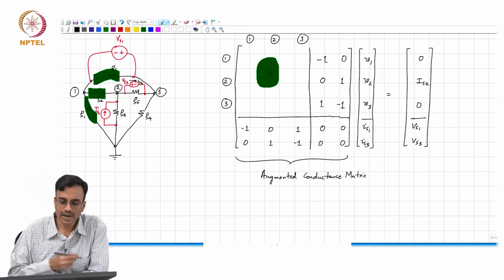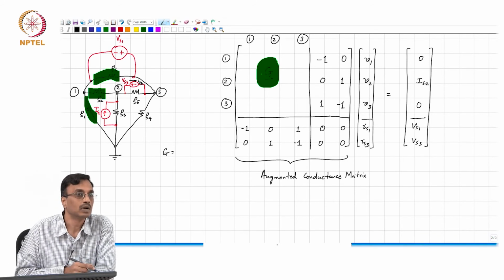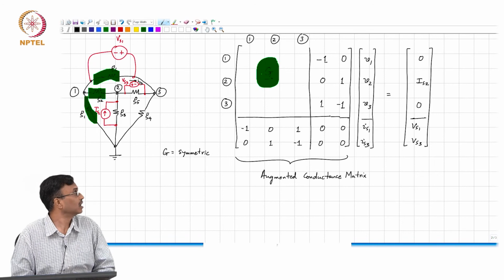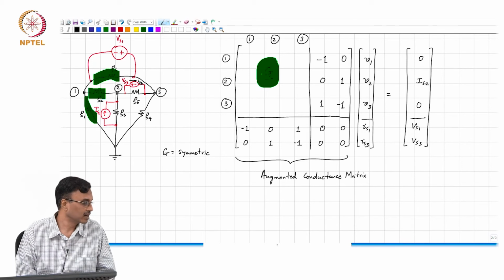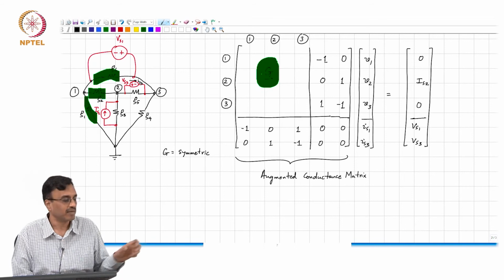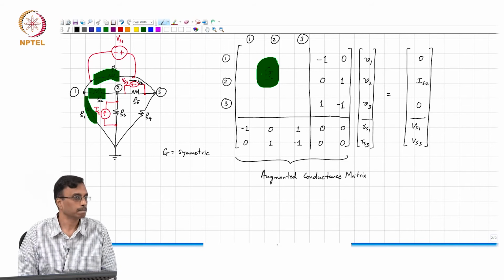All right. What comment can we make about G? Can we make any comment about the structure of G? Well, it is symmetric, because if you remove all the current sources and physically remove all the voltage sources, then all that you have is conductances, which are obviously, if a conductance is going between 2 nodes, it appears symmetrically across.